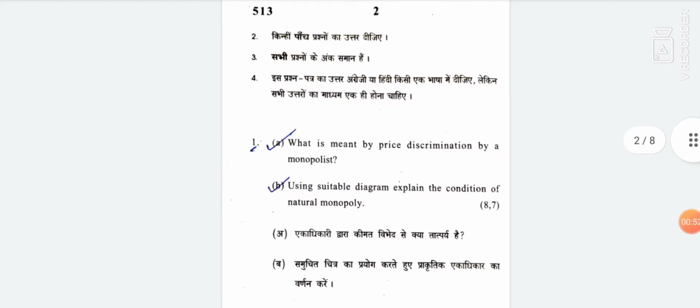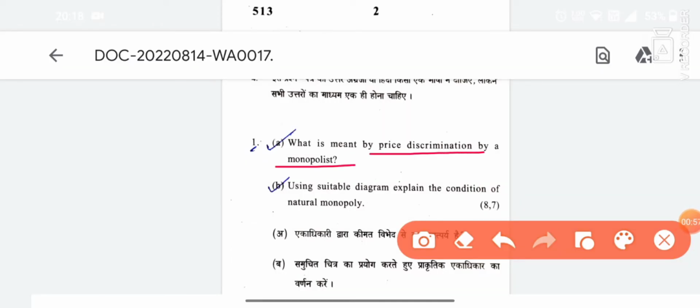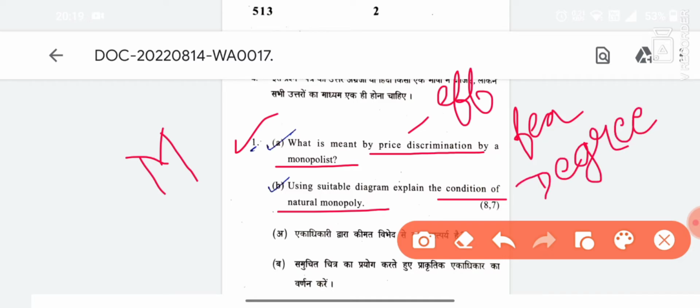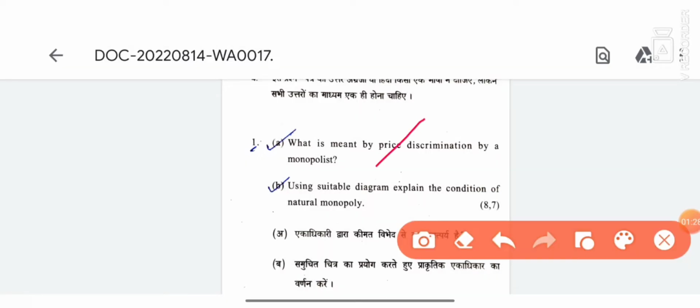This is question number 1, which is: what is meant by price discrimination by a monopolist? That means it is from the chapter Monopoly. In this you can tell the effects, its features. You can write the degrees of price discrimination. Also, you can add examples. You need to write it briefly because it is for 8 marks and this is for 7 marks, as we can see mentioned here.